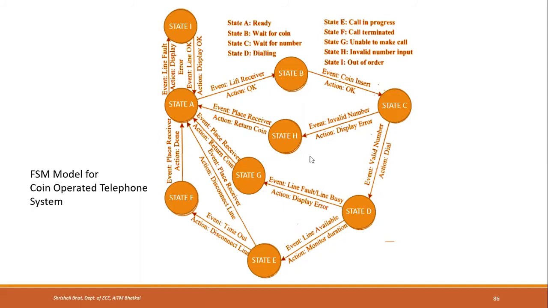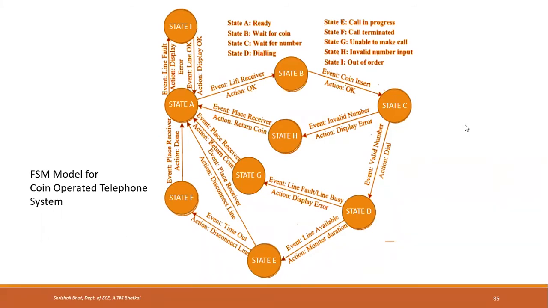Okay, this is a simple FSM model for a coin operated telephone system, with 9 different states, as you have seen. This way you can take any example of an embedded system and implement or design it using an FSM model, like maybe an ATM, or any such thing. You can take an example and implement it using the FSM model, that is, the finite state machine model.